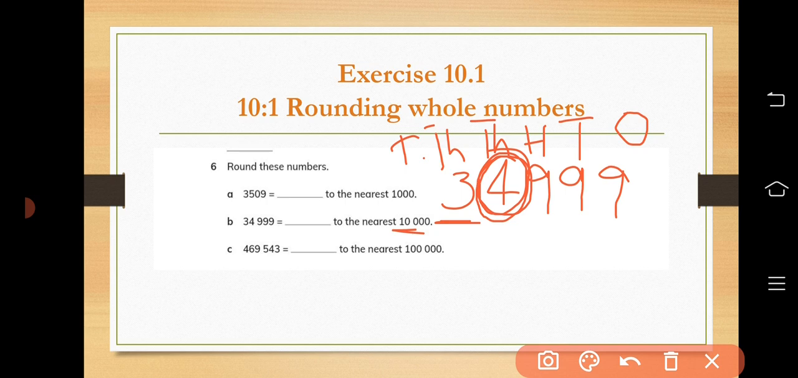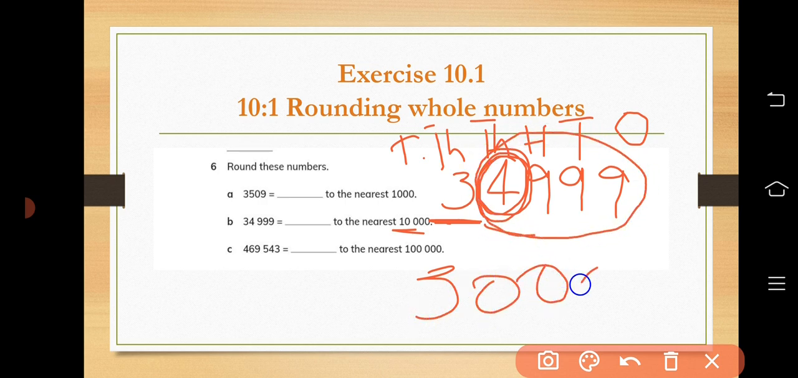Now here you see that this 4 is less than 5, so it means that this 3 remains the same, and all the remaining numbers become 0. So this is the approximation answer. When we round off 34,999, the approximation answer is 30,000.